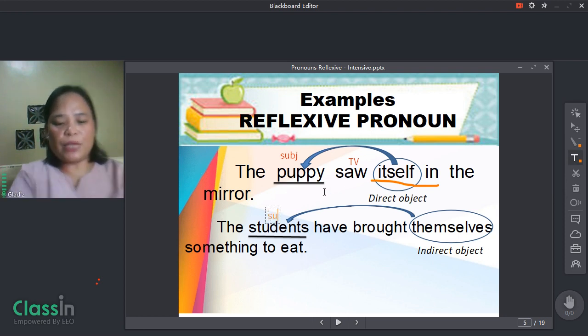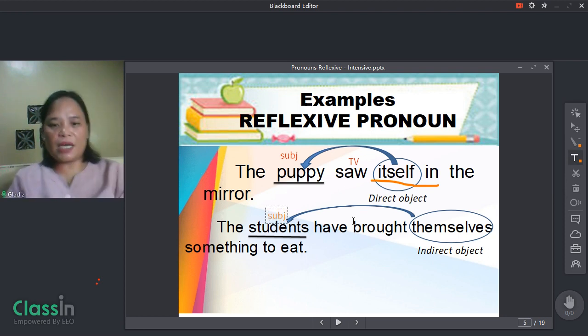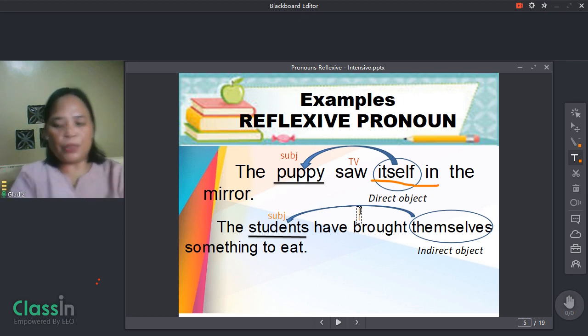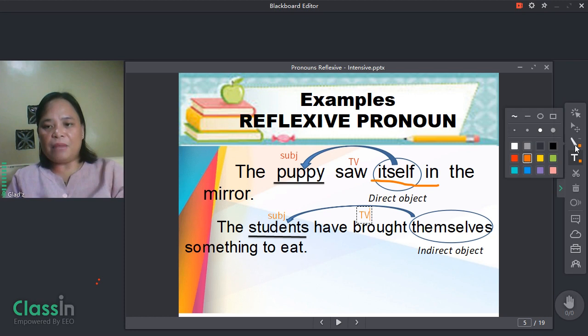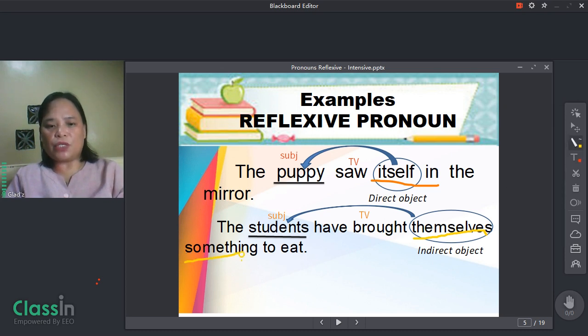Our students is the subject, and have brought is the transitive verb, and themselves now is the indirect object. And we have something, which is considered as a direct object.